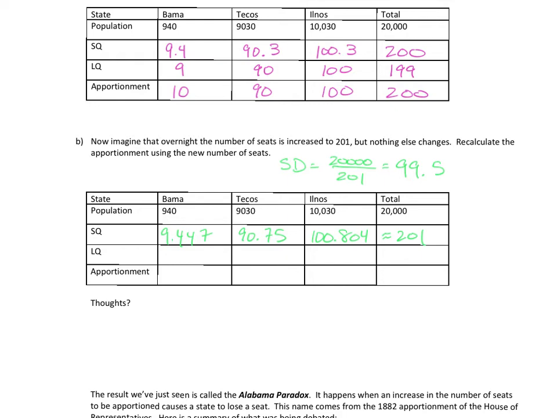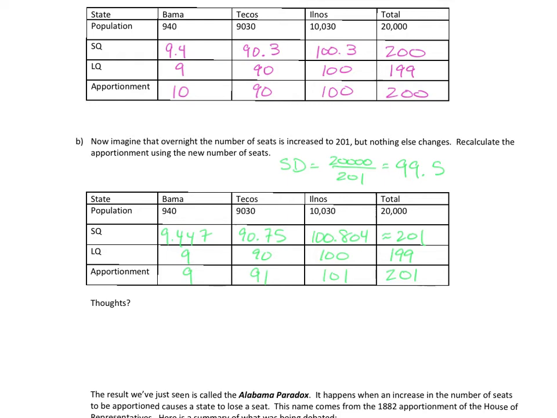Okay, lower quota, we get 9, 90, 100, which is again only 199. And now that means I have 2 extra seats to give out, because remember we have 201 seats now. So we're going to give them to the 2 largest decimals, which would be Tecos and Illinois. So we have 9, 91, 101, and that adds up to 201 seats.